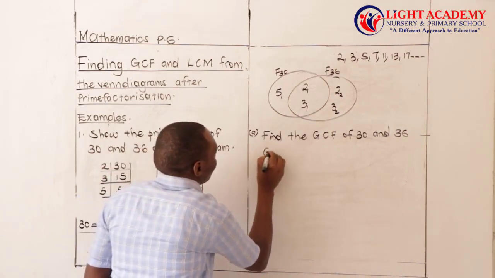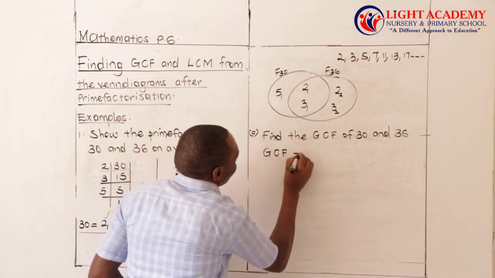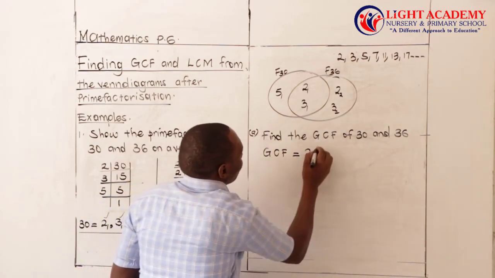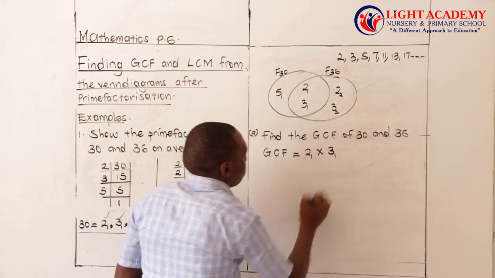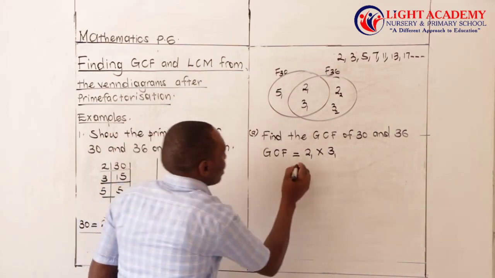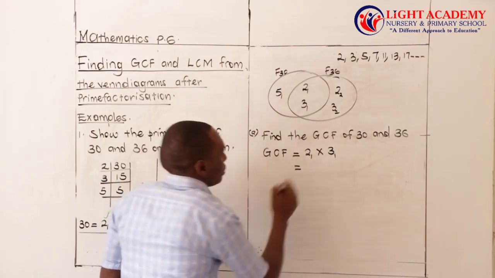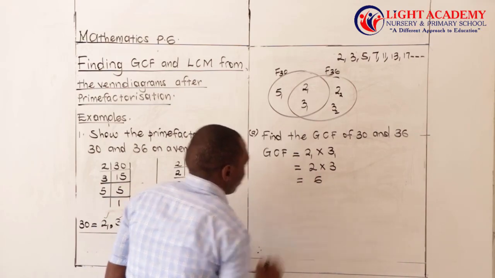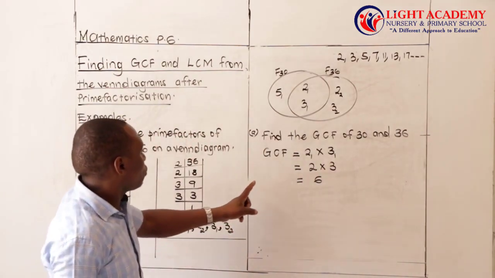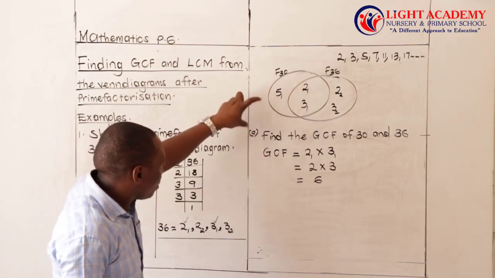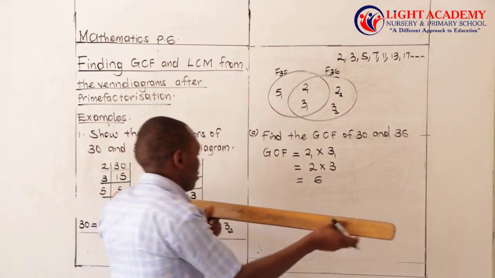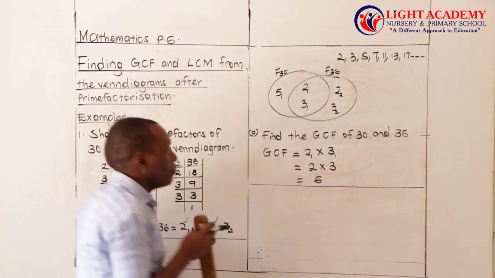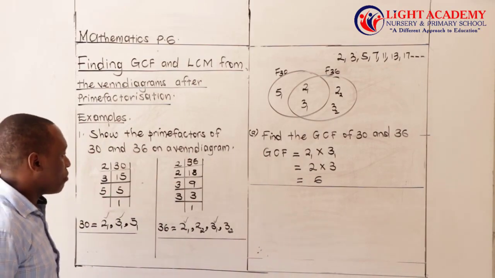Therefore, I will simply say G.C.F shall be equivalent to 2 to subscript 1 multiplied by 3 to subscript 1. On the second step, I remove the subscripts and say 2 multiplied by 3. The answer becomes 6. Therefore, the G.C.F of these two numbers using this question is 6. Right. We are looking at the G.C.F and L.C.M using the Venn diagram from prime factorization.